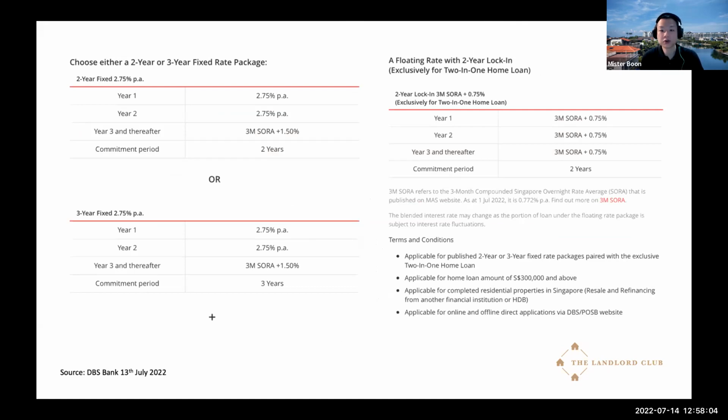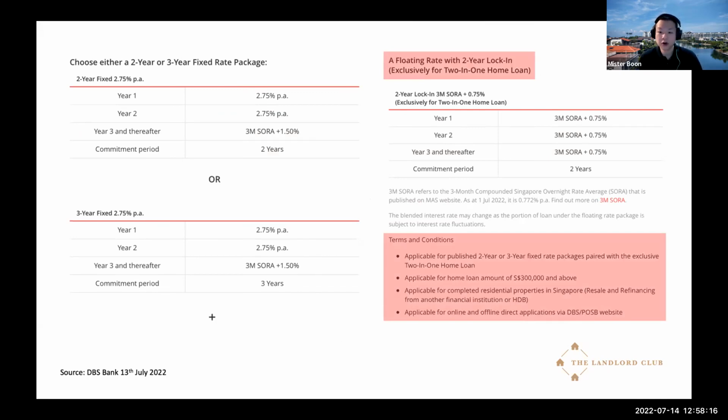So you have a choice, 2 years lock-in, 3-month SORA at 0.75. So you have a mix of both, but just bear in mind that there will of course be terms and conditions. $300,000 and above, and only for completed residential projects. Okay. So far, so good for the bank interest. We will have lots to cover. Just bear with me. We are going very fast. It's just a compact overview.